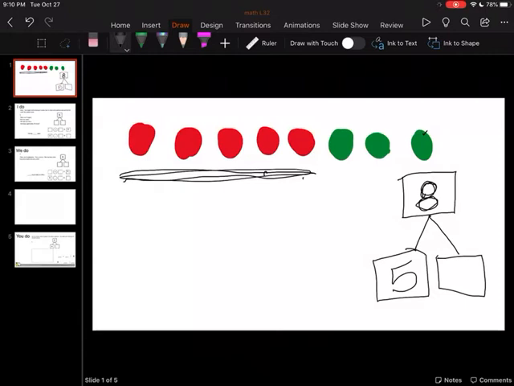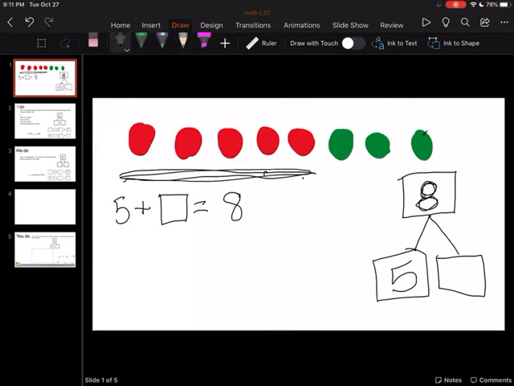So I'm going to write a number sentence to help me think about what I mean. The 2 parts of our number bond have to equal the total. So that means 5 plus something has to equal 8.